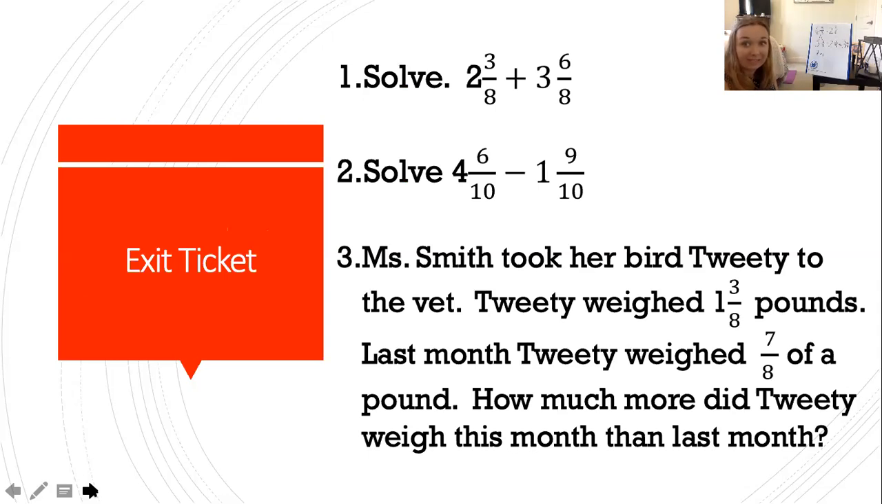I have 3 exit ticket problems for you all to solve today. And as soon as you're finished with them, check them over, double check your work, make sure you have sentences, make sure it's neat and I can clearly see what you're doing, and then text me a picture so I can reply with your score.